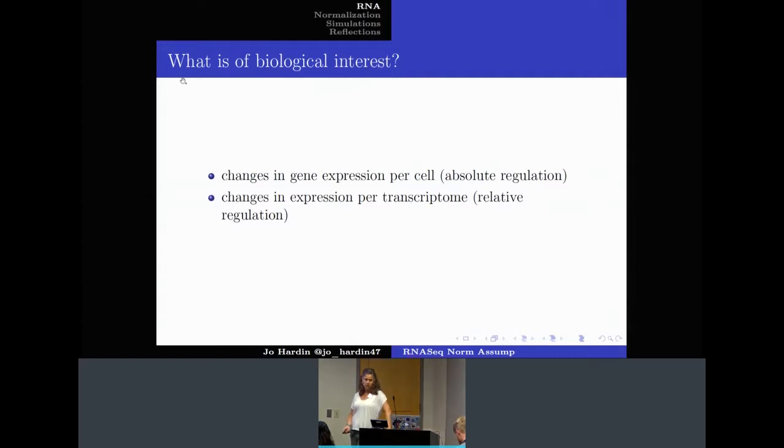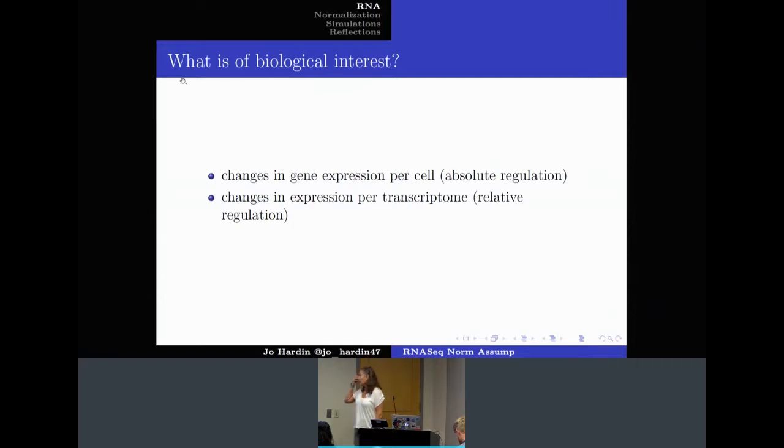But then you have to ask what your biological question of interest is. Are you interested in changes in gene expression per cell, or are you interested in gene expression per transcriptome? And we're really going to focus on this first one, though. About halfway through the talk, I'm going to give you an example of an experiment that was done where there was just a real sharp decrease in gene regulation overall. So there was just much less RNA in the cell, and so then the researchers decided that they were interested in that second bullet point.